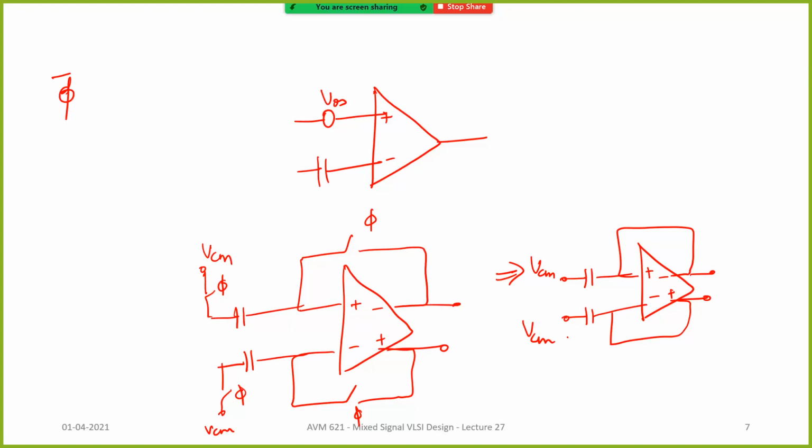Okay, so the offset voltage gets automatically stored. So if you say, okay, this is my offset voltage, so one of the things will have the offset voltage in the opposite polarity, right? And you will be able to cancel it out. Okay, so now let us put together the entire system.